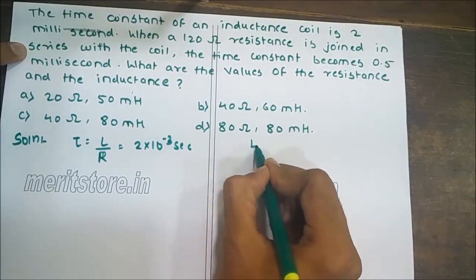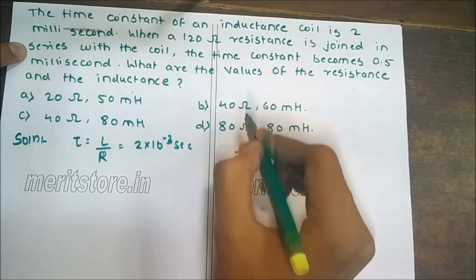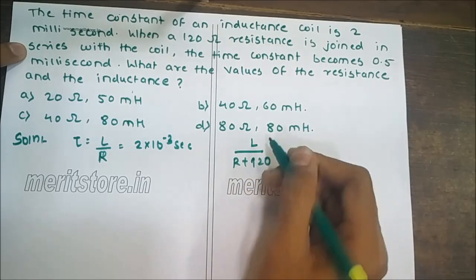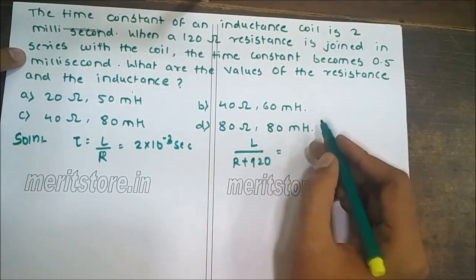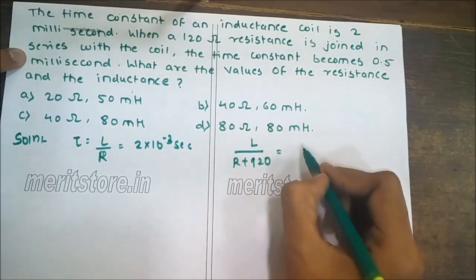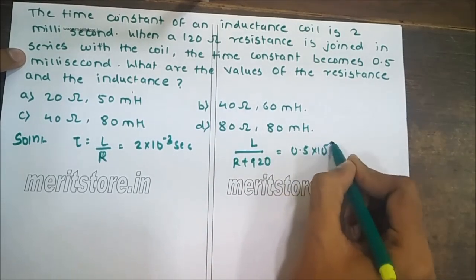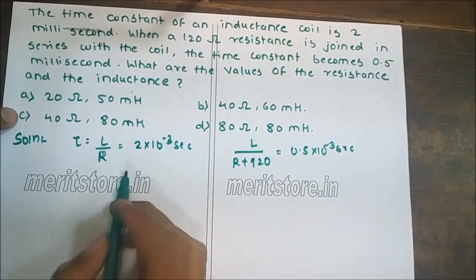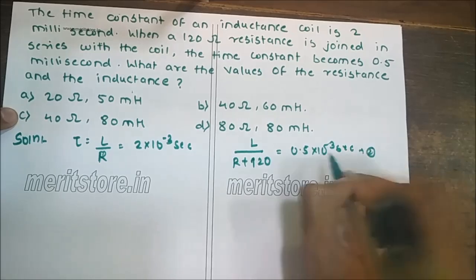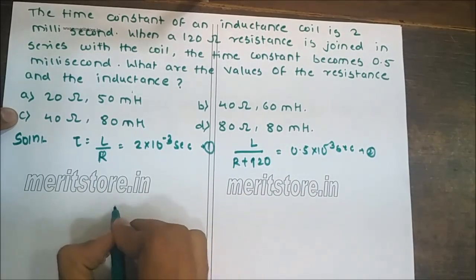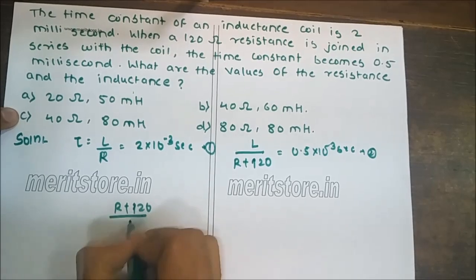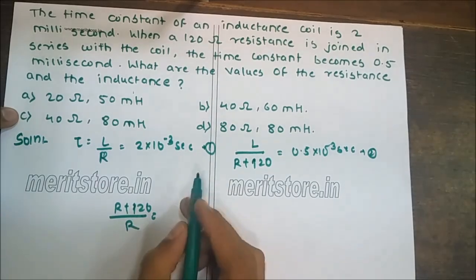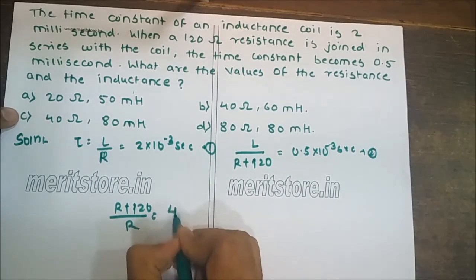The second case is when this resistance is joined in series with the coil, so that is L upon R plus 120, since a resistance of 120 ohms is joined in series. At that time the time constant becomes 0.5 into 10 raised to minus 3 seconds. So we have got the two equations. Now we'll divide those two equations. Let's divide the first by the second. So what we get is R plus 120 upon R, the L gets cancelled, is equal to 2 upon 0.5, which is nothing but 4.